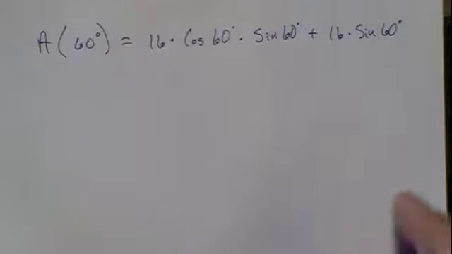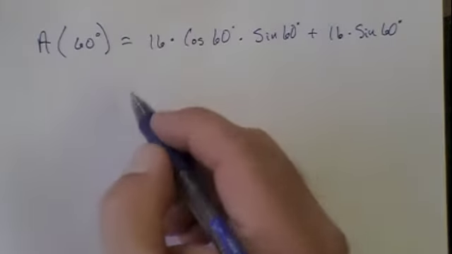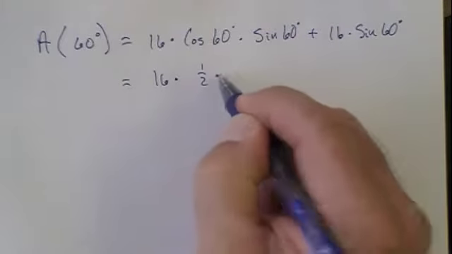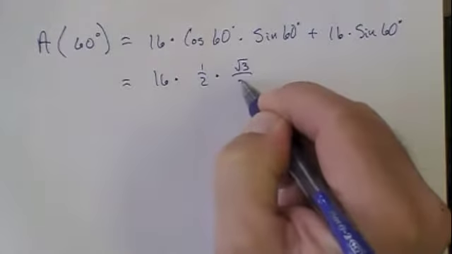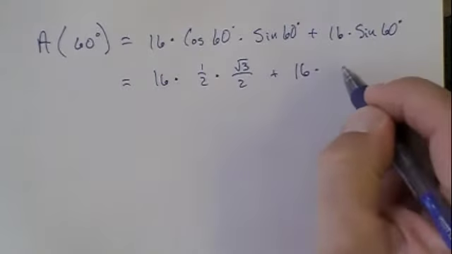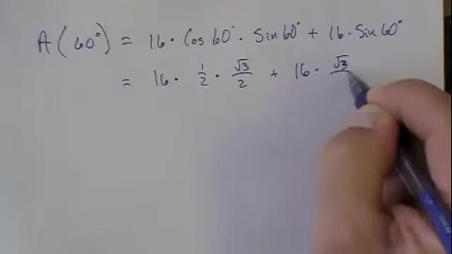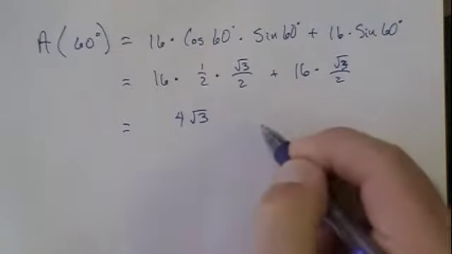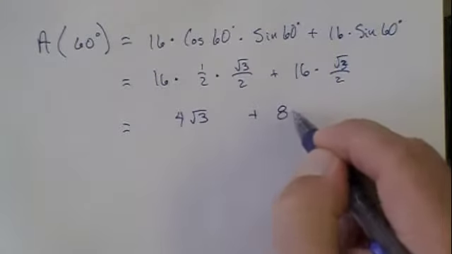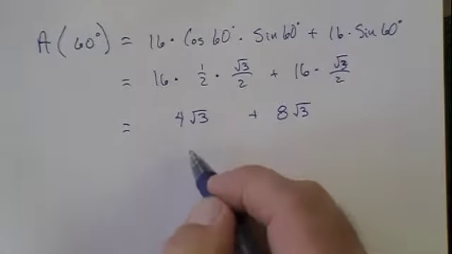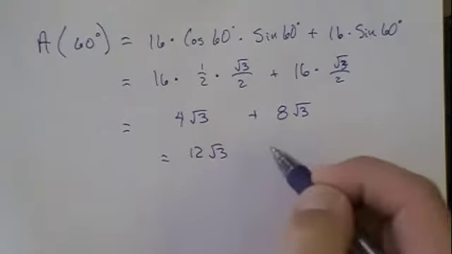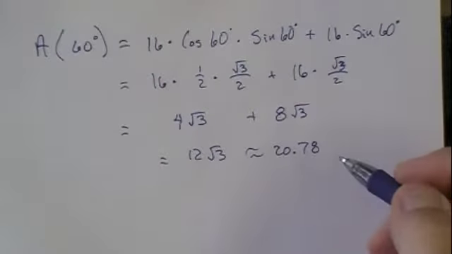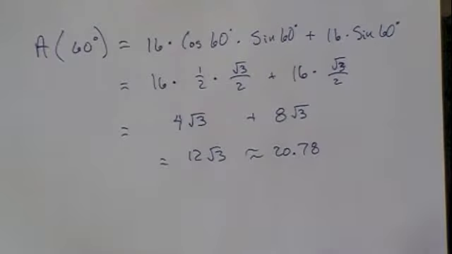What if we make our angle even steeper and change it to 60 degrees? Again, we have 16 times cosine of 60, which is 1/2, times the sine of 60, which we know is square root of 3 over 2. So again here, 16 times square root of 3 over 2. So then this is going to be equal to 4 square root 3 plus 8 square root 3. So that gives us 12 square root 3 for our exact answer, which is approximately 20.78. That's our greatest area so far.